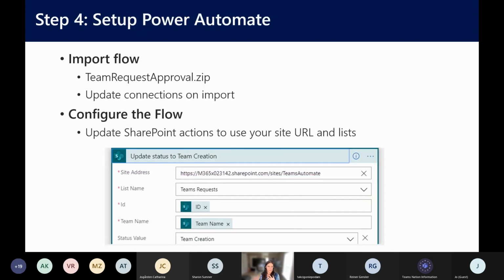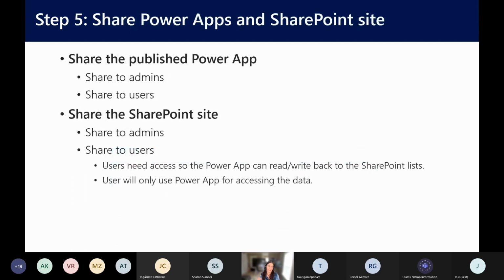And then step 4, you're going to configure the flow. So you're going to go in, import the flow, and then you're going to have to configure it. You're going to have to update the actions anywhere it's using a SharePoint connector, and put in your site address and the list, and so on, so that it's tied to your SharePoint site. And then you're going to need to share the app if you're ready to share it. So when I'm testing this out, I may just share it with a few of the people in my team to have them try it, share to admins and a few users we want to test. And then when you're ready for prime time, you need to make sure you share that as well.